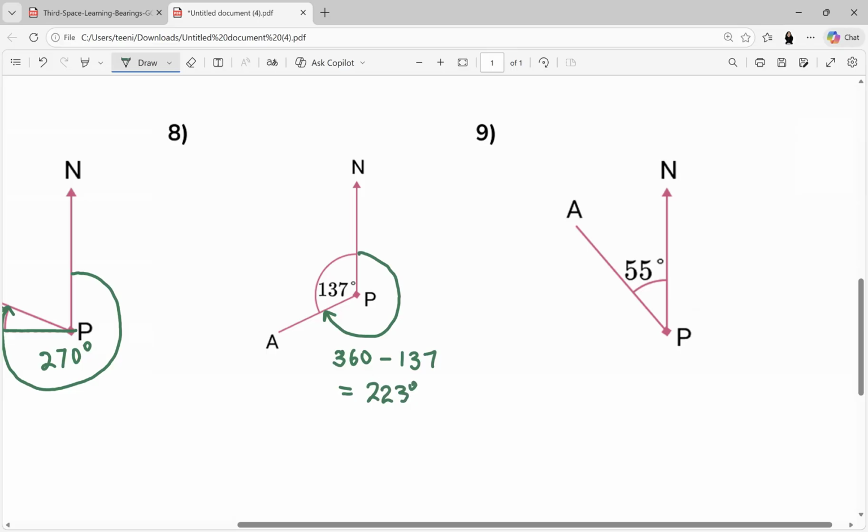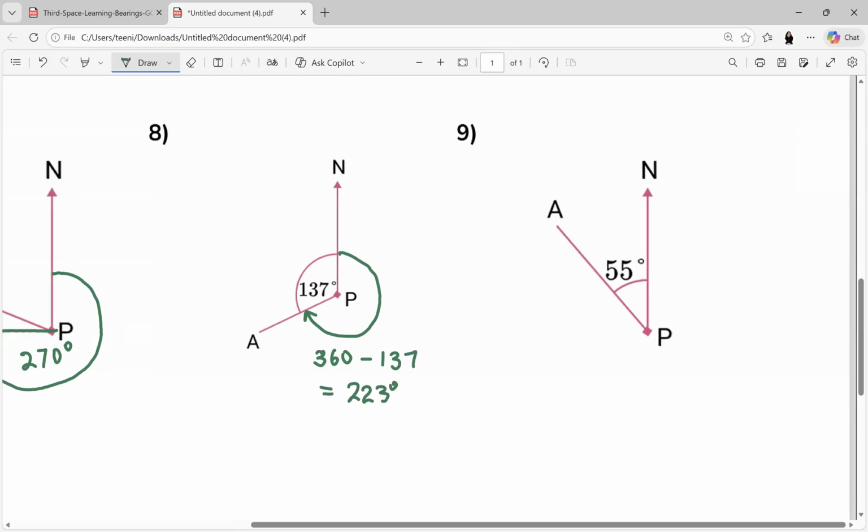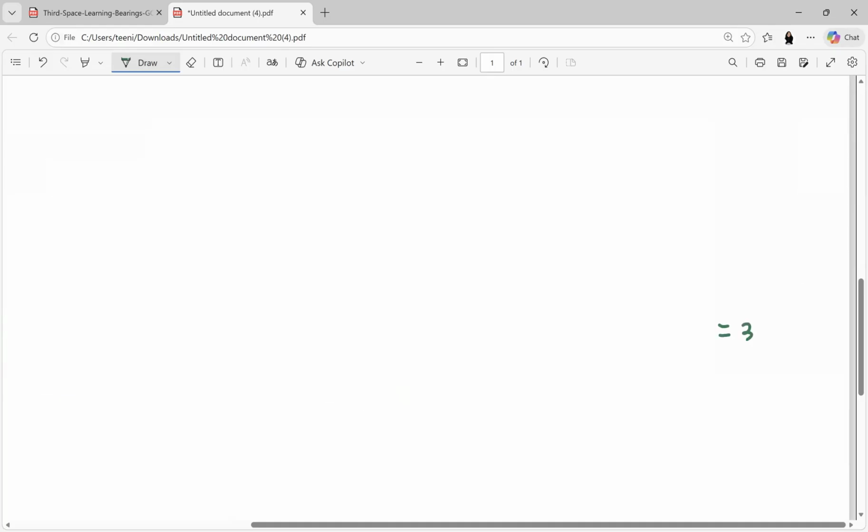Finally, this one, the bearing of A from P, is going to be the angle on the outside here. So this angle will be 360 take away 55, which will give me 305 degrees.